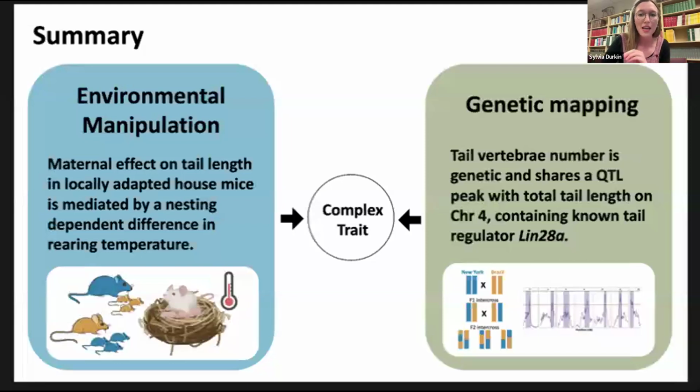And it's related to this widespread pattern of longer extremities in warmer environments, which is a pattern that we see across many vertebrate species. So lastly, I hope these results highlight the importance of investigating multiple levels of biological influence in order to truly understand how adaptive phenotypes are generated and maintained in populations.